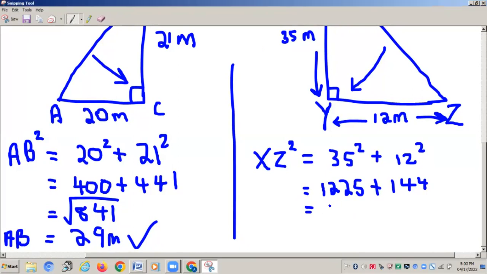One person, just go again. What is it? 1,369. Sorry. And the root of that is 37. Beautiful. Very good. And that is XZ.